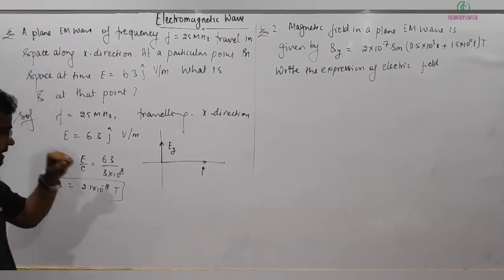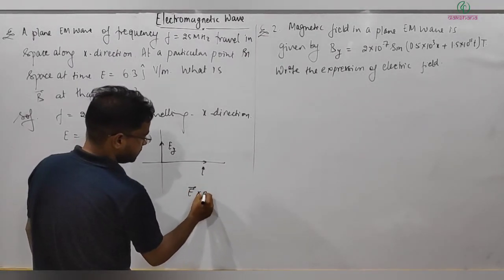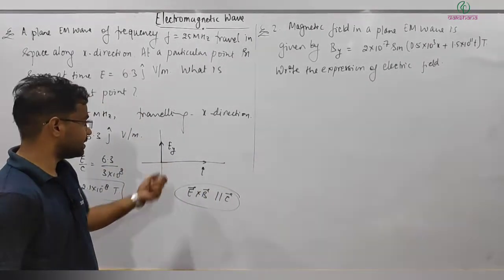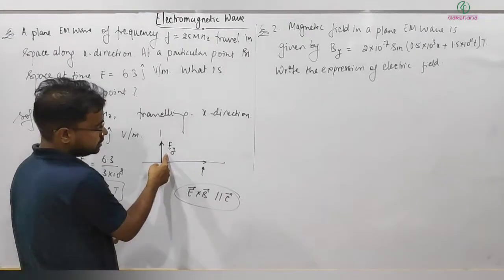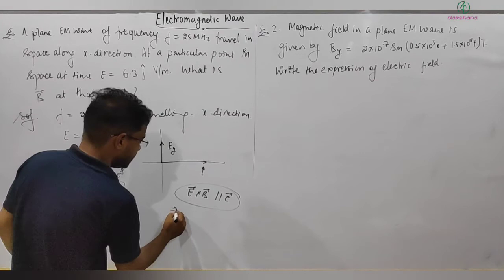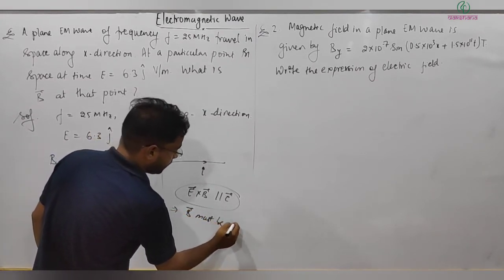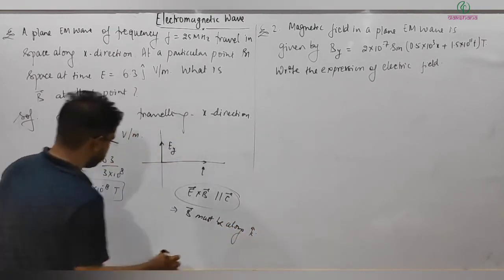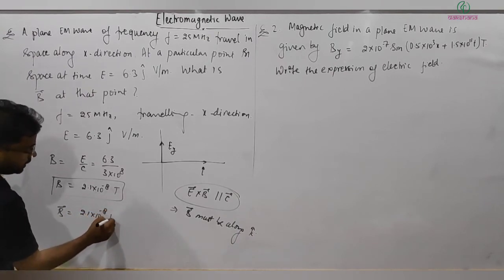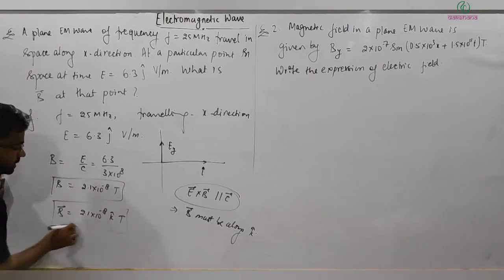And what will be its direction? We know, you can remember that E bar cross B bar must be parallel to C bar. Here E bar is j cap, and j cross k is the only one that can give you i. This implies B bar must be along k cap. So finally, B bar is equal to 2.1 into 10 to the power minus 8 k cap Tesla. That's a straightforward, simple question.